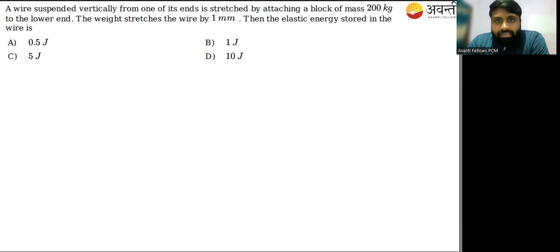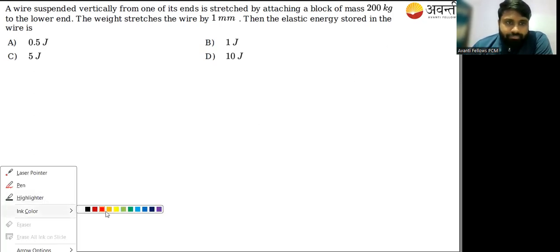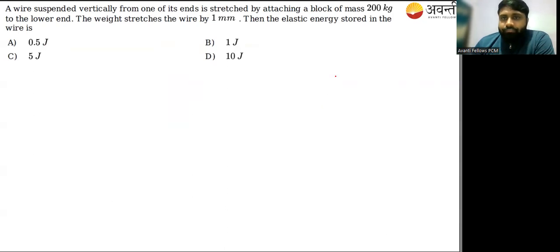It is stressed by attaching a block of mass 200 kg to the lower end. The weight stretches the wire by 1 mm. Then the elastic energy stored in the wire is. Now, it's very simple to find out, just apply the right concept here.